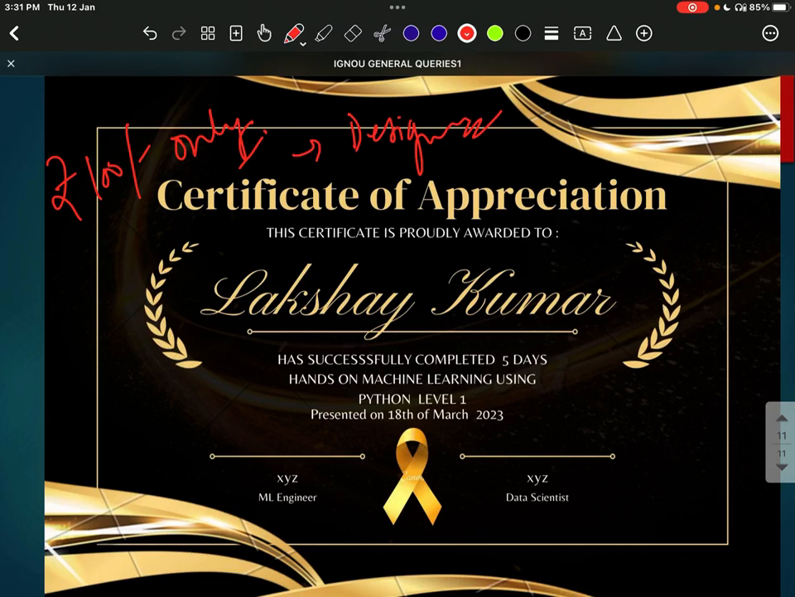So those who do not want to receive a certificate, they do not have to pay anything. उनको कुछ pay नहीं करना है, right? They do not have to pay anything. And once you receive the certificate, you can present it to anyone anywhere, and then you can show your expertise live to the interviewer.